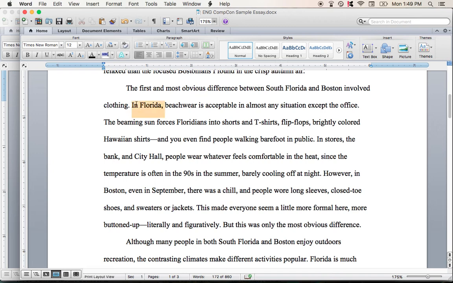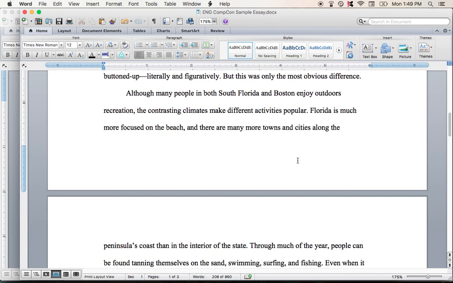Also, remember to use signal phrases and signal words like in Florida, and however, in Boston, even in September. This lets people know the time that we're talking about. But the first and most obvious difference involved clothing. All of those have signal words or phrases that let the reader know, okay, here's what we're going to be talking about next. We're going to be talking about something similar or different, or this is just the first point, and we're going to have other points later. So that's the first body paragraph of this essay, and now let's look at the second body paragraph.